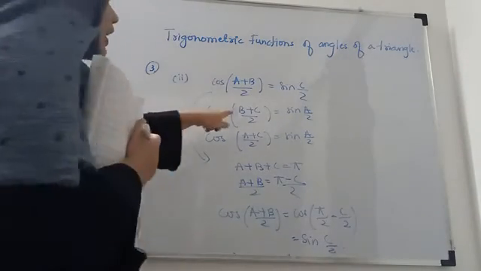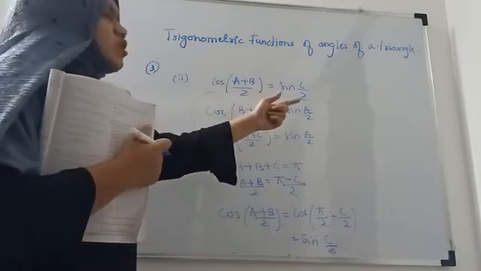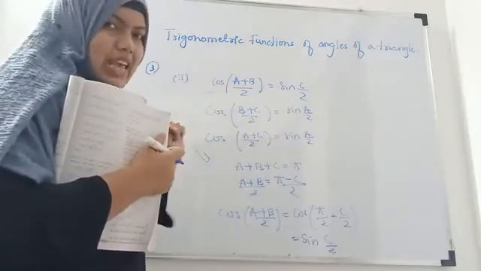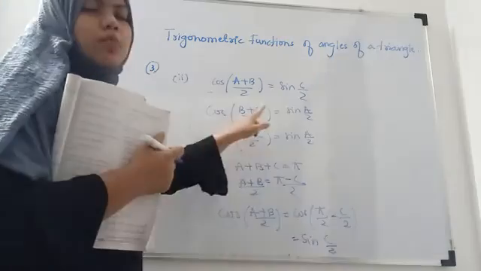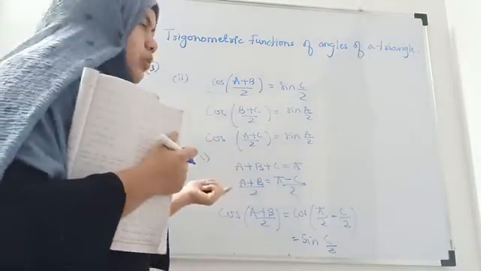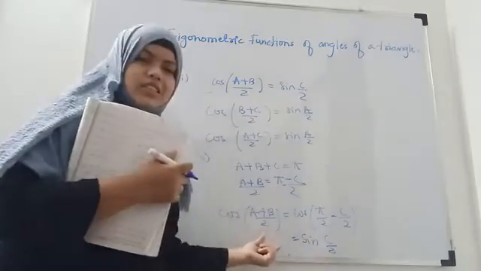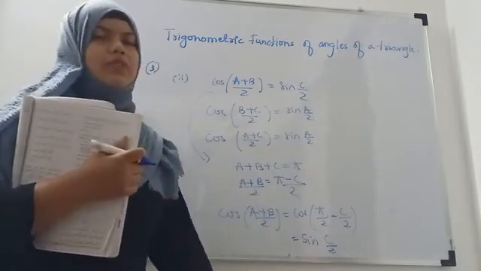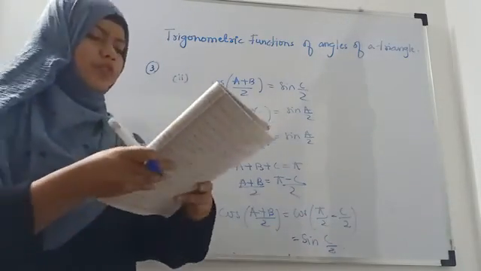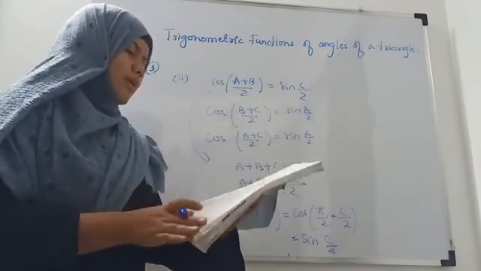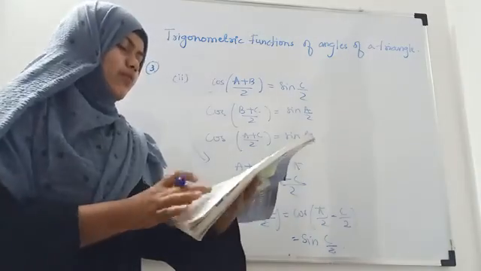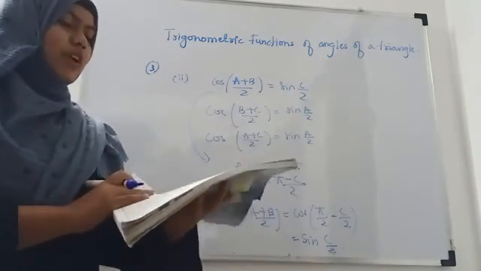Same thing you have to do to verify the second and the third result. Here you can take (B plus C) upon 2, which is equal to what? Pi upon 2 minus A upon 2. And here you can take (A plus C) upon 2, which is equal to pi upon 2 minus B upon 2. Apply cosine on both sides and use this formula, and you will get the proof. Now in the next lecture we will solve problems based on these results and some problems from exercise 3.5.